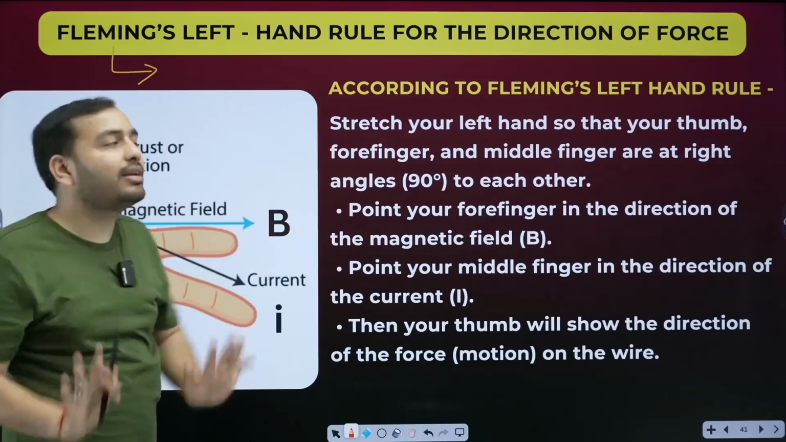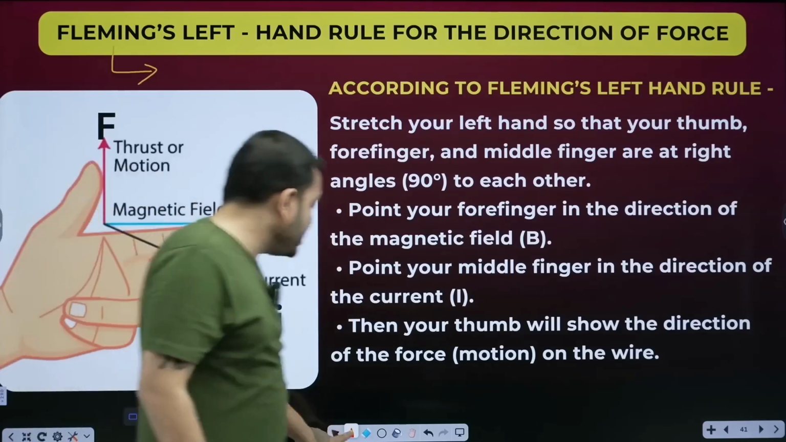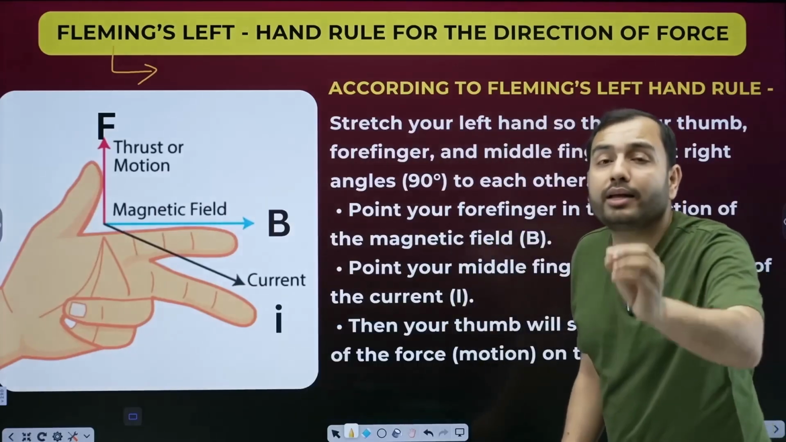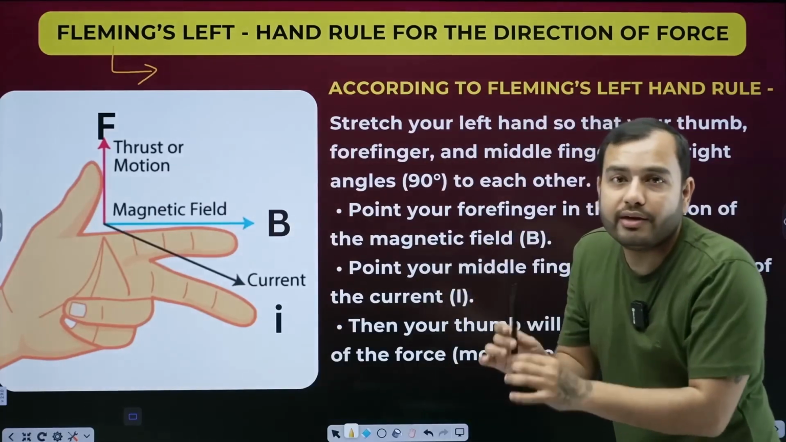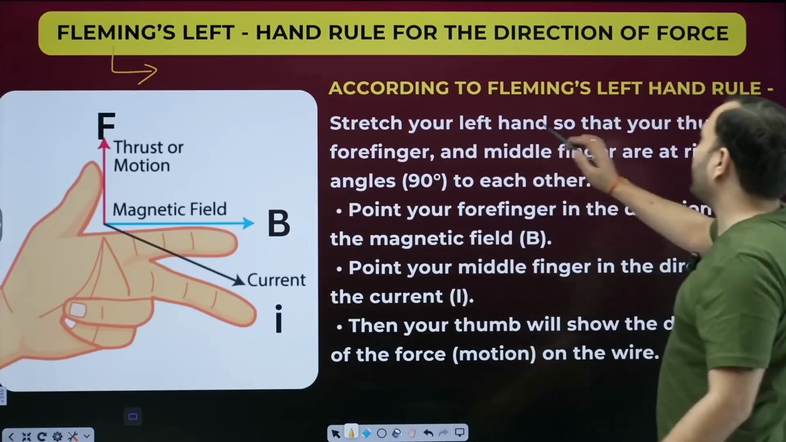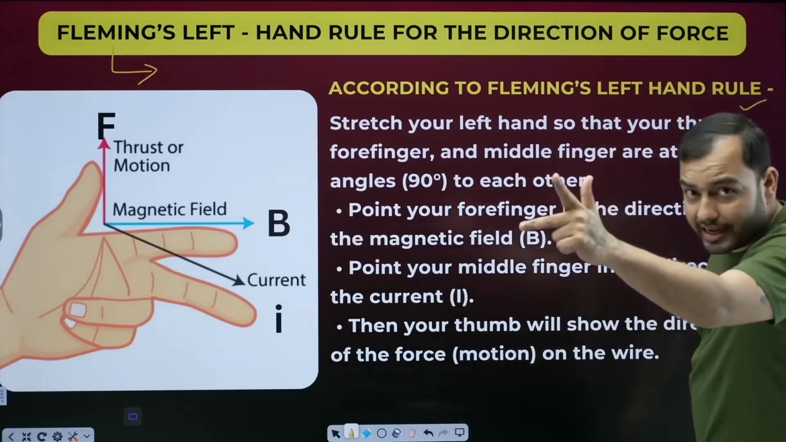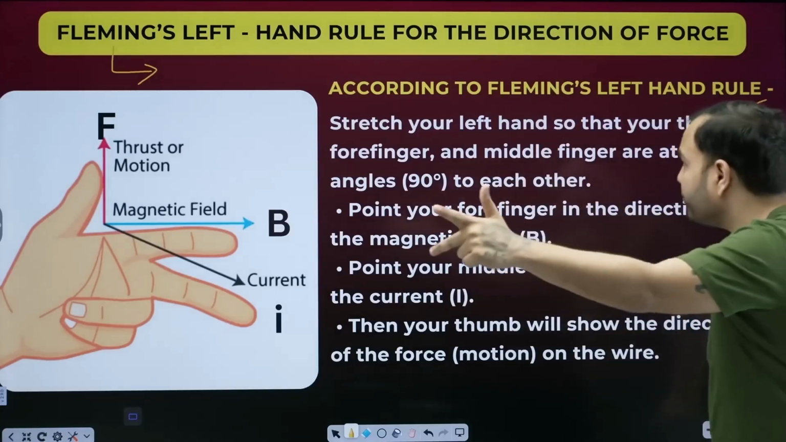Master, I will teach you how to do it. Let's read it. So why do we use Fleming's left hand rule? Remember this. To find the force on a current carrying wire that is placed in a magnetic field. According to Fleming's left hand rule, stretch your left hand, not the right. This is the right. Left hand.